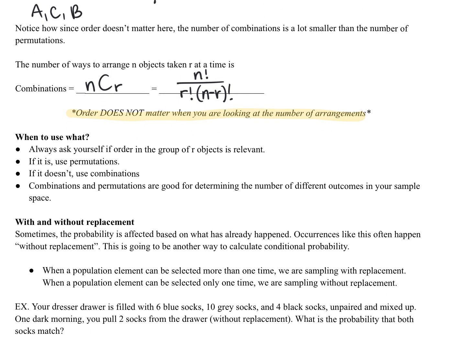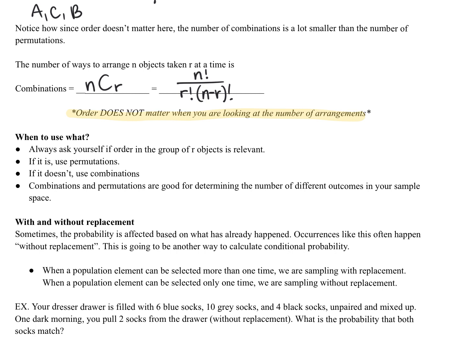A couple of things when it comes to combinations versus permutations. The very first thing when you're trying to decide which one to use is to ask yourself if the order in the group of r objects is relevant. If it is, you use a permutation. If it doesn't, you use a combination. So combinations or permutations are good for determining the number of different outcomes in your sample space. We are going to talk here in a second about probabilities associated with them as well.